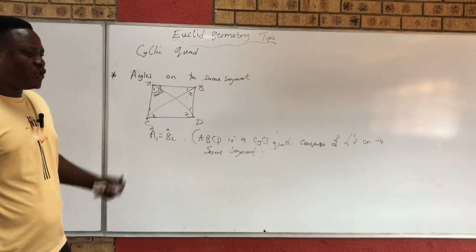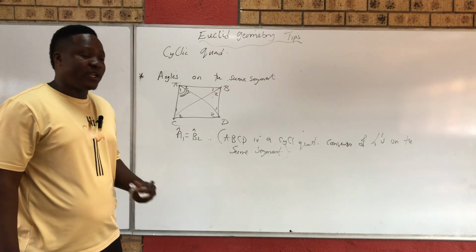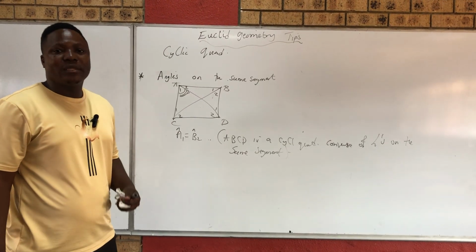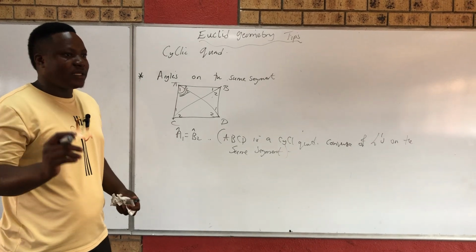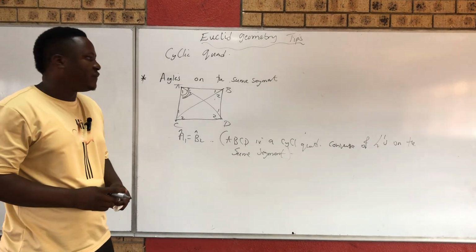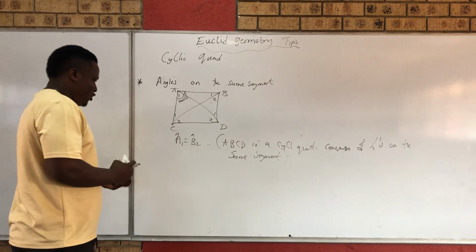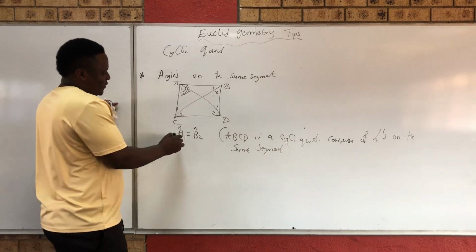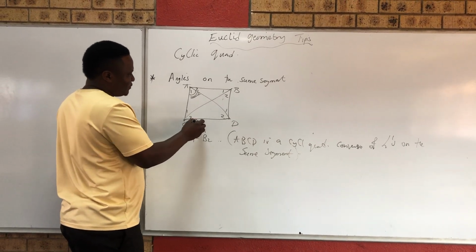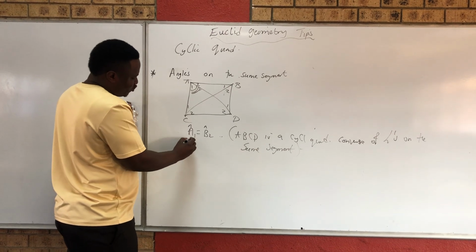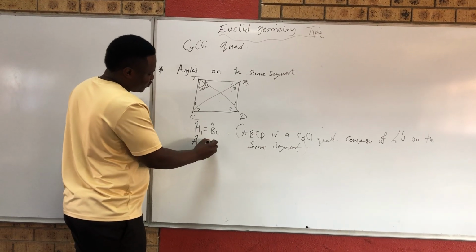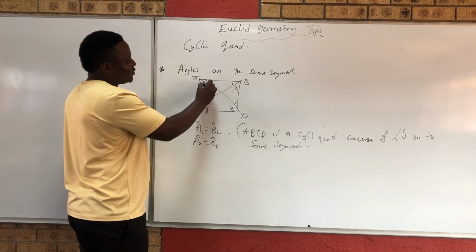Simple as that. In order for you to prove a cyclic quad, you need to prove angles on the same segment. That's the first thing that you can think of. Then the second thing, and also remember, you can prove A2 is also equal to C2. This is still angles on the same segment.